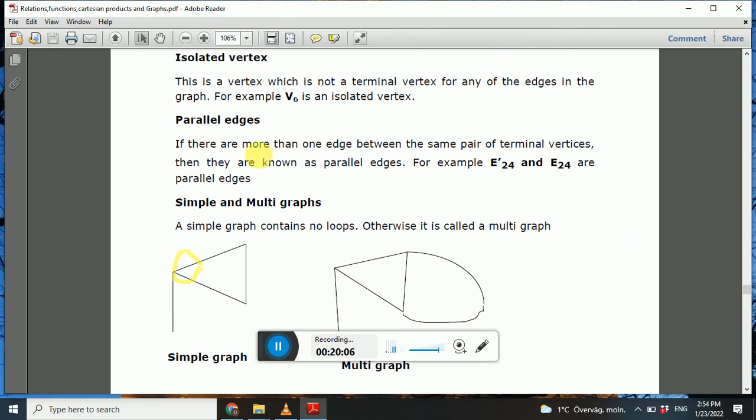Then parallel edges. Parallel edges, what does it mean? We are saying that if there are more than one edge between the same pair of terminal vertices, then they are known as parallel edges. For example, E prime 24 and E24 are parallel edges.